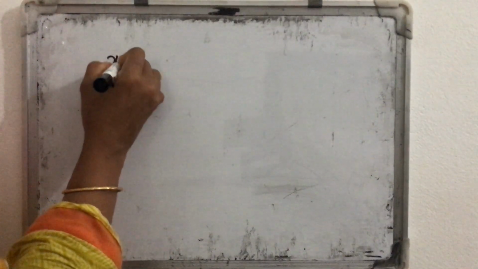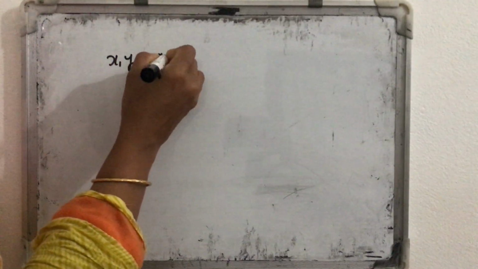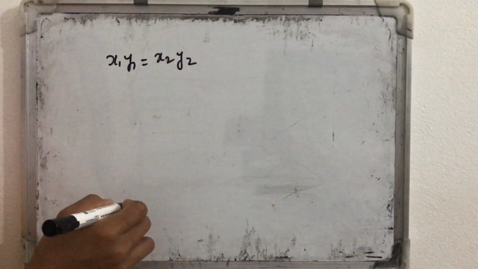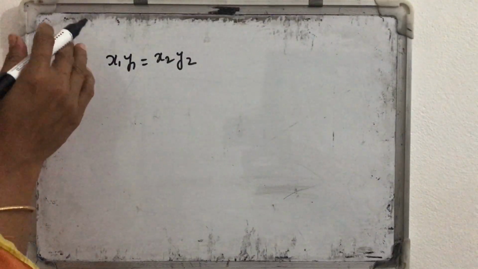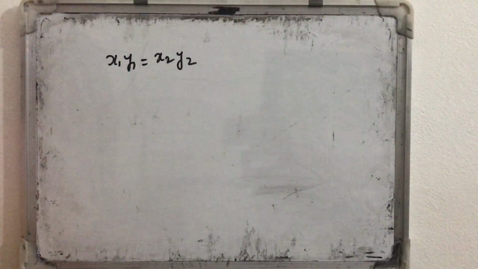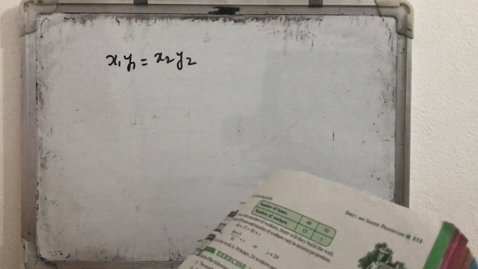So, yesterday we learned that if the given quantities are in inverse proportion, we can find the unknowns using the equation x1 y1 equals x2 y2. If they are in direct variation, we use x1 by y1 equals x2 by y2. Now, here is one question.